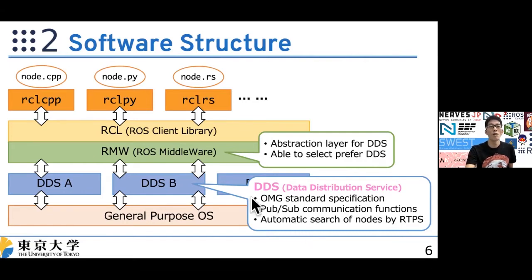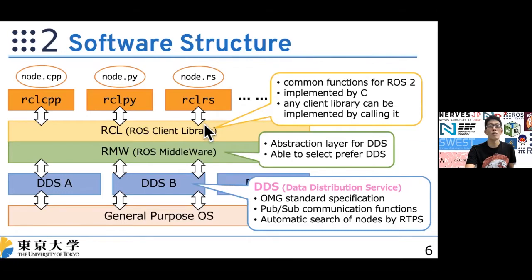The RMW layer, ROS middleware layer, is on top of the DDS layer. Since several vendors have already released high-quality DDS implementations, we can choose a suitable implementation according to its features and license by changing this RMW layer.